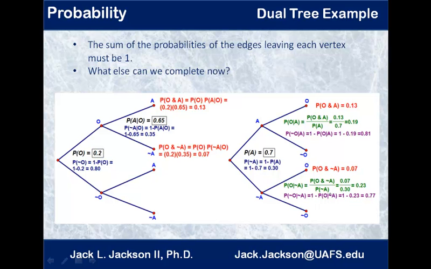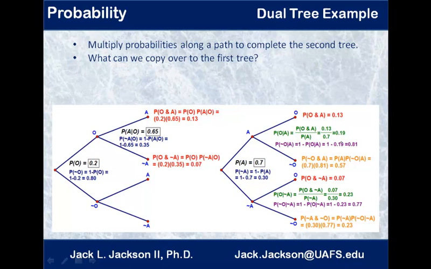Well, you know we can use that multiplication rule again. If we multiply these probabilities along the path, the 0.7 times the 0.81 is going to give us 0.57. That's the probability of not O and A. Similarly, multiply the probabilities along the bottom path, 0.3 times 0.77 to get 0.23. That's the probability of not O and not A. So those two orange probabilities we were able to figure out.